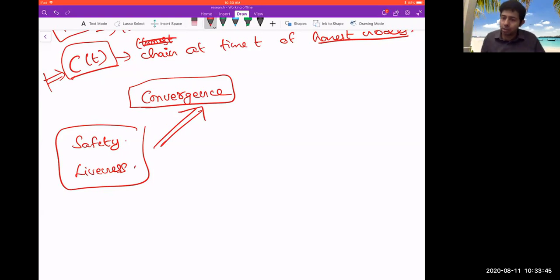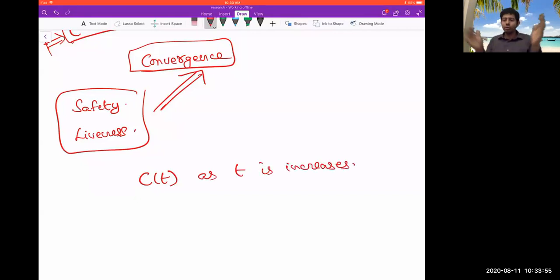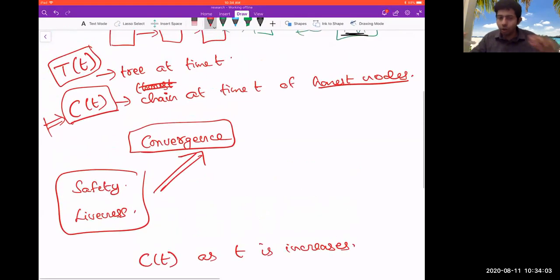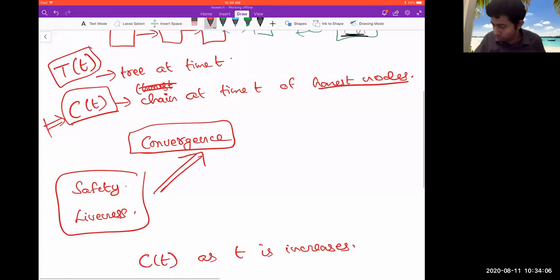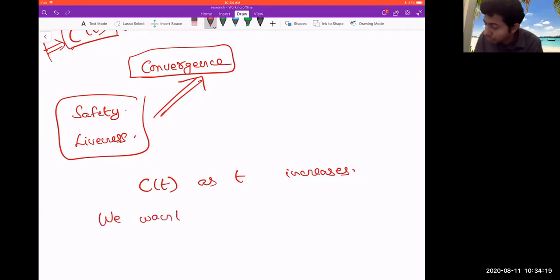What do I mean by convergence? You take C of t as t is increasing. So at different times, you have different chains. You look at the evolution of the longest chain. And note that it's not the longest chain in T of t, it's the longest chain in the honest node's view. And so C of t, you're just viewing as t increases. Now, what do we want to happen? We want, in a good blockchain, C of t to converge.